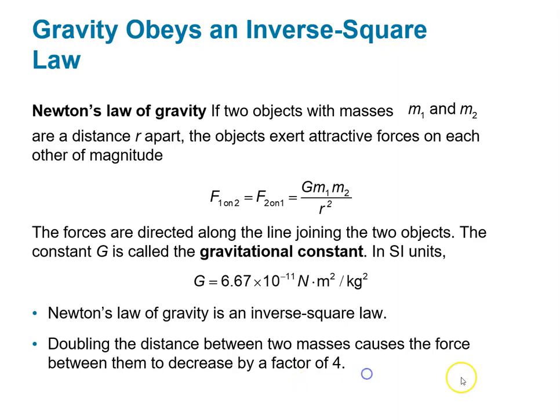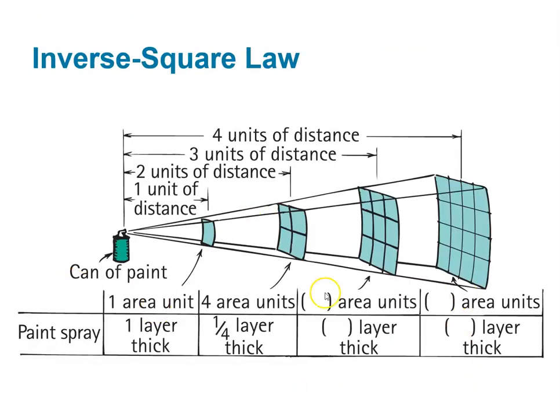So what do we mean by an inverse square law? Well, if you look at this paint can example, if you take a can of spray paint and you spray a square on the wall, and let's say for our purposes it's going to be one area unit and one layer thick. If you move twice as far and you spray the same amount of paint, now it's going to be 4 times the area, but it's only going to be 1/4 as thick.